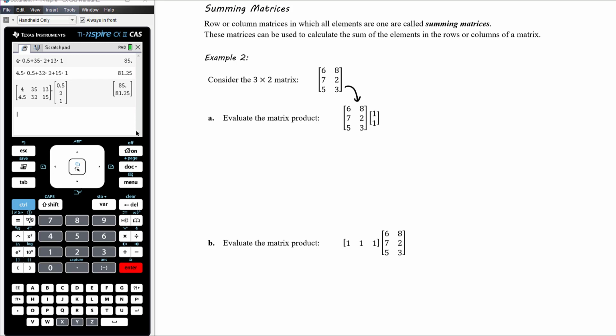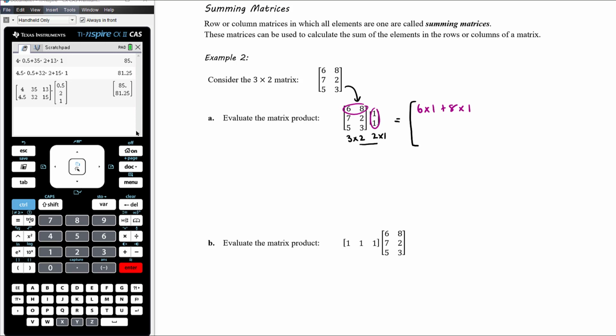Okay. Now, in order for this multiplication to exist, this is a 3 by 2 matrix. If we want to multiply by a column matrix, it's going to have to be a 2 by 1. We want one column. That's what makes it a column matrix. It'll have to have 2 rows in order for the multiplication to happen. All right. So we're going to get a 3 by 1 matrix. We're going to do row times column. So it'll be 6 times 1 plus 8 times 1, which is essentially just 6 plus 8.